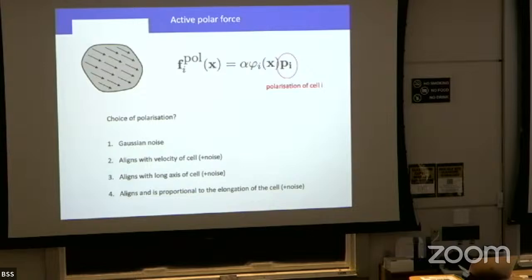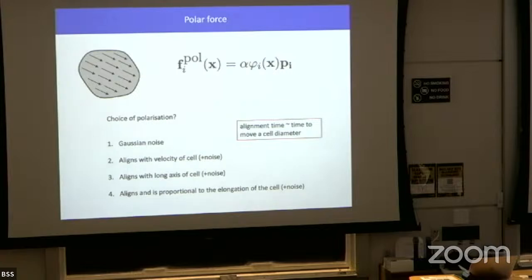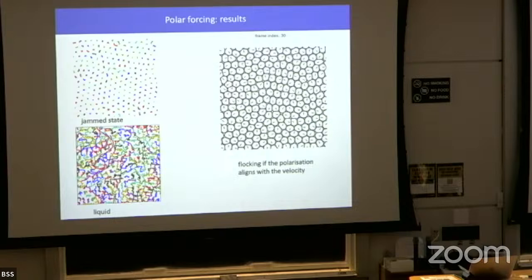So let's actually put on forces like that. You need some sort of alignment time. A sensible choice would be that this force aligns with whatever you decide to align it to in the time the cell needs to move its own diameter. And what you end up with in this sort of model, and actually in the vertex model as well, is that depending on parameters, you can get a jammed state.